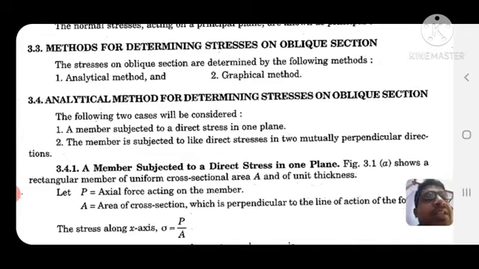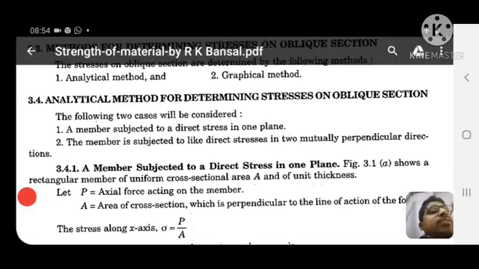Methods for determining the stress on an oblique section. There are two types of method: one is the analytical method, another one is the graphical method. Analytical method for determining stresses on an oblique section. The following two cases will be considered.